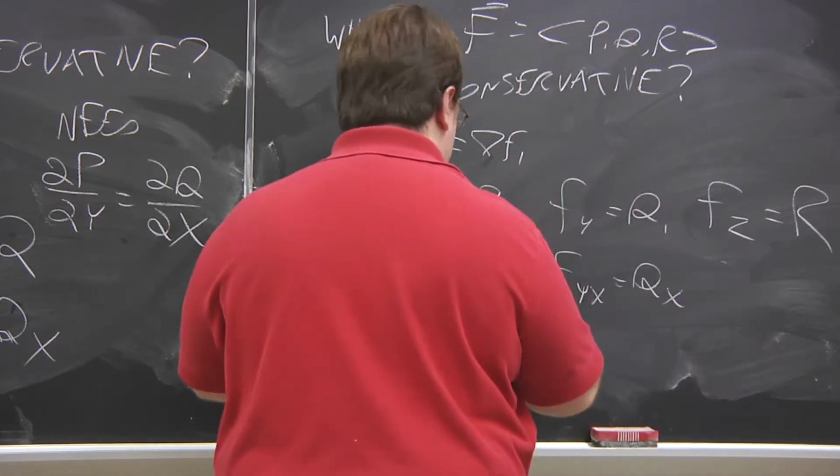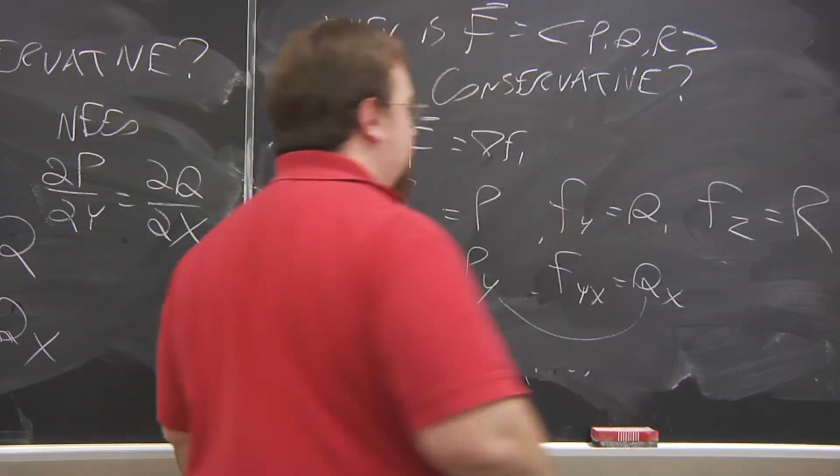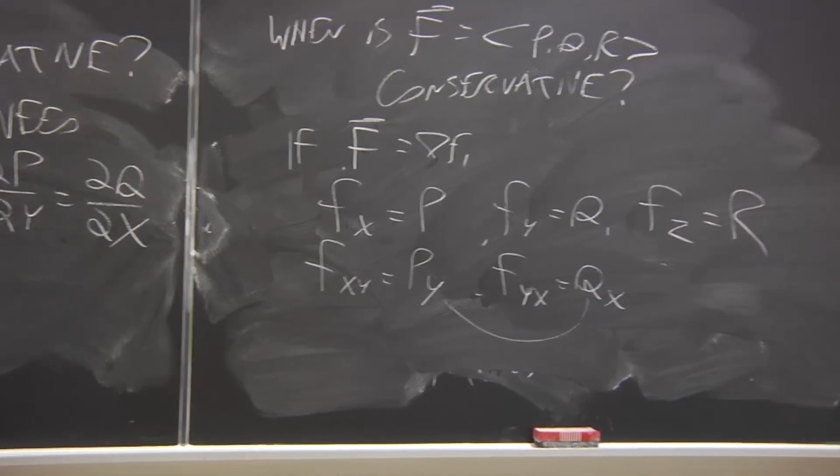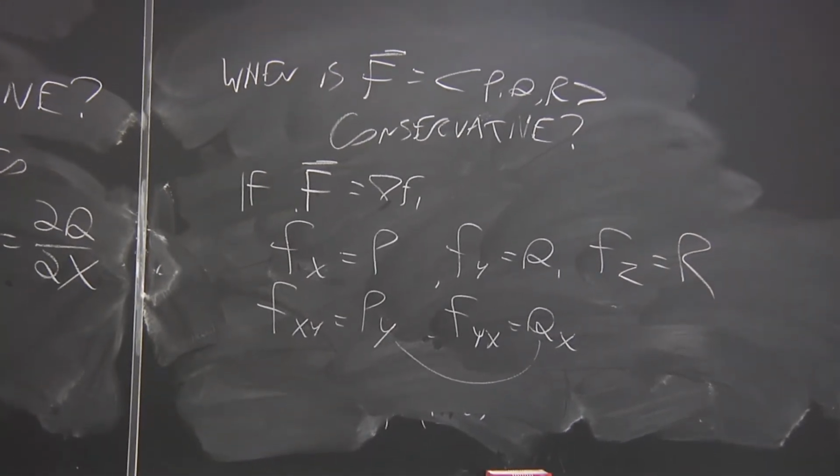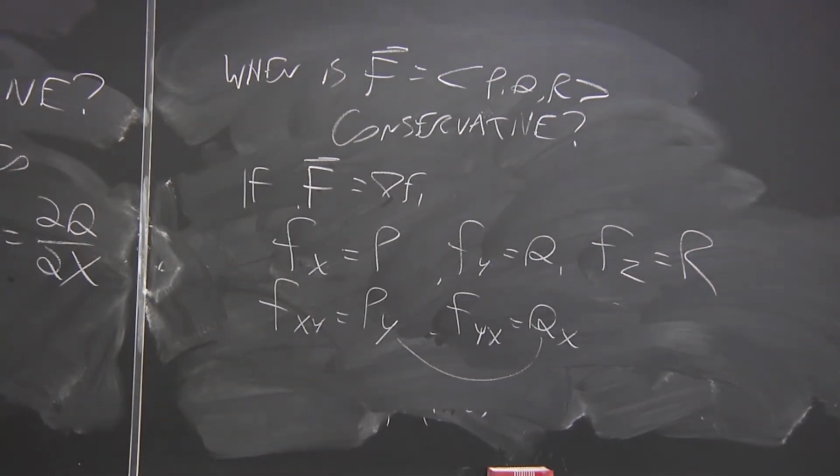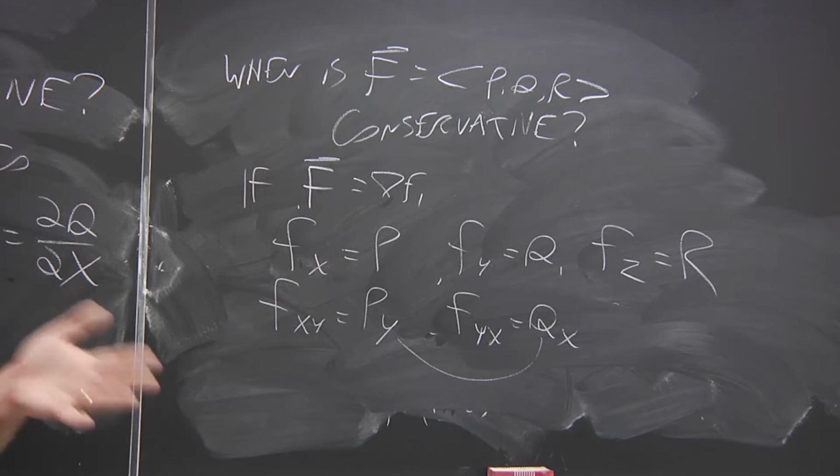Okay, so these need to be equal. Now we need to involve z somehow, in a similar way. We move on to the next derivative. Next derivative in what sense? Like fxyz? Well, we don't want to get a third partial derivative. Second partials is enough.